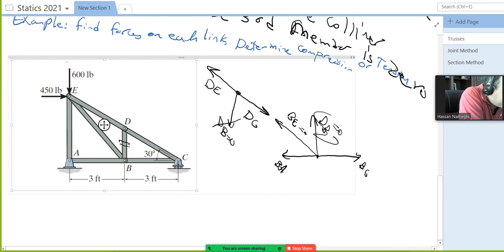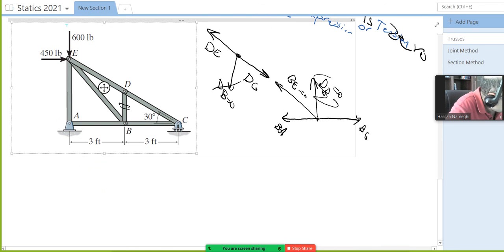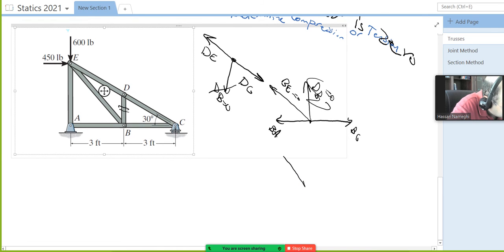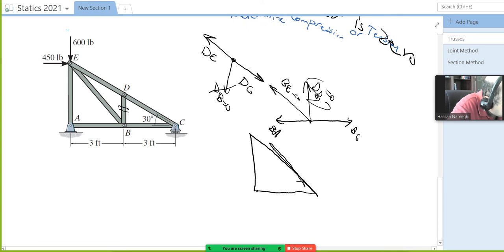I can start from joint C and continue from there. So let's get it started. If I start from joint C, I'm going to create an external free body diagram for this, which is going to look like this. Again, in an external free body diagram, we don't care what's going on inside. We just look at the forces. So I have 450 here, I have 600 here. Those are forces that are applied. The ground reaction, I have AY, AX here, and I have CY here.